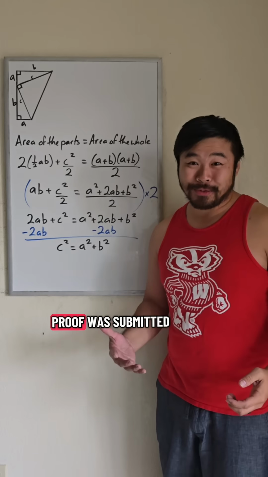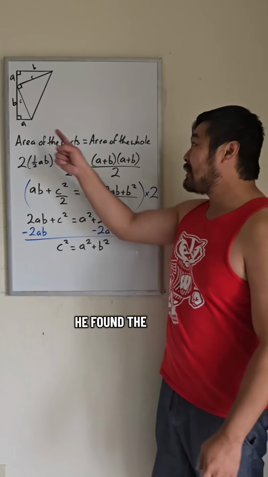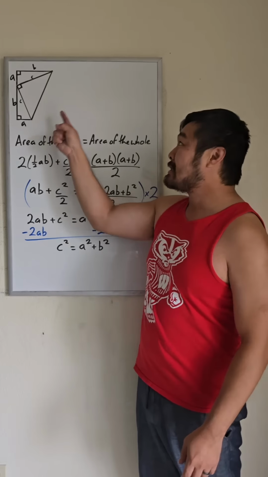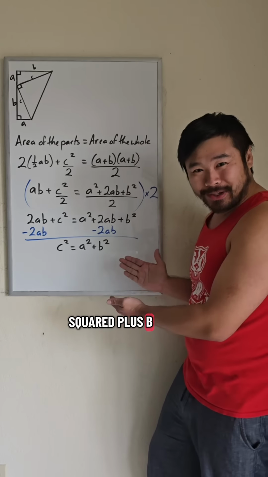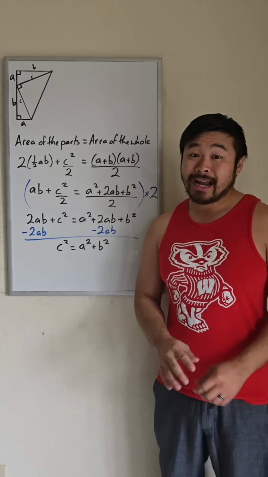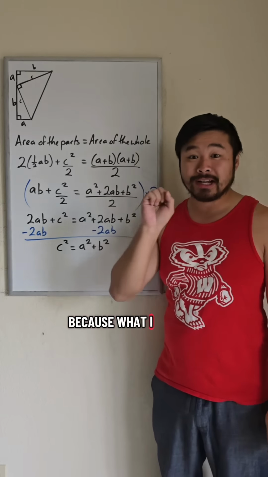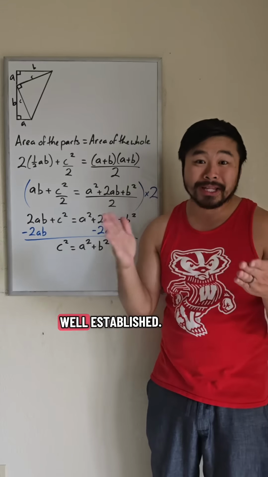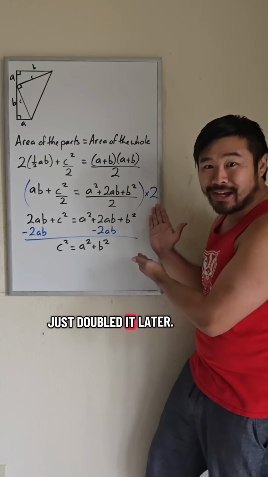Now, this third proof was submitted by James Garfield 5 years before his presidency. He found the area of the parts of this trapezoid and set it equal to the area of this trapezoid to get a squared plus b squared equals c squared. Now, there was some drama on whether we consider this proof unique, because what I did in proof number 2, that was already well established. James Garfield just cut it in half and then just doubled it later.